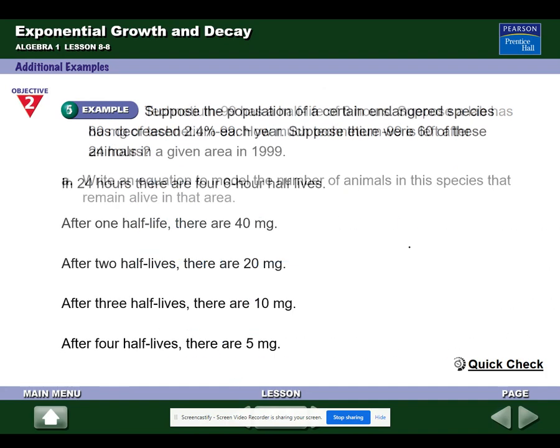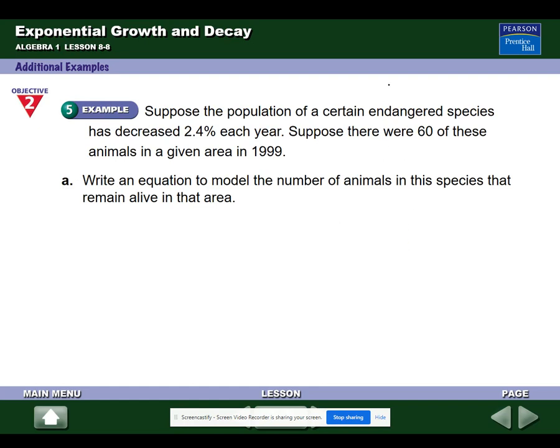Okay, one more example. Back to population. We started with a population example where it was humans and it was increasing. Now it's animals and it's decreasing, but the concept is still the same. The main difference here is now it's decreasing. Endangered species, it's losing 2.4% per year. And suppose there were 60 of these animals in a given area in 1999. Write an equation to model the number of animals in this species that remain alive in the area.